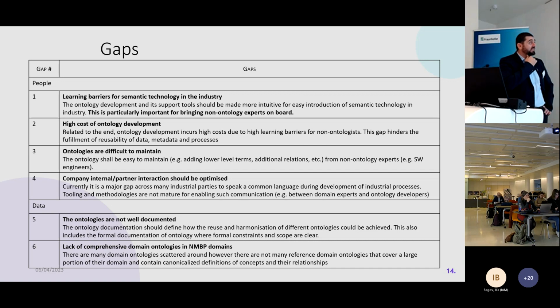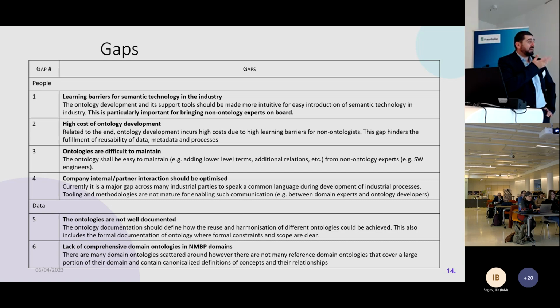Ontologies are difficult to maintain. This is another gap. As I said, if people leave and the ontology is not well documented, there is a gap on maintenance. Another gap is the interaction between internal and external partners in the company.